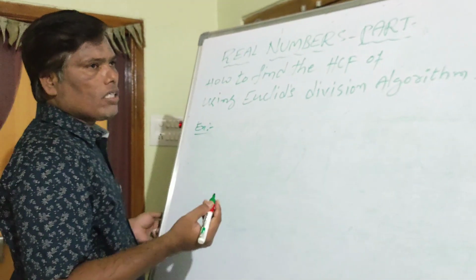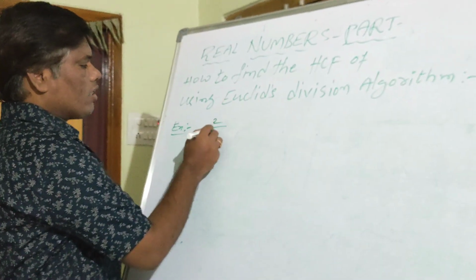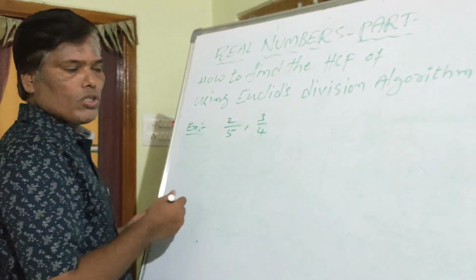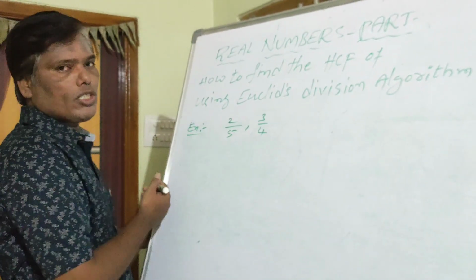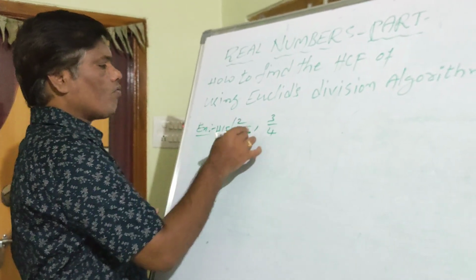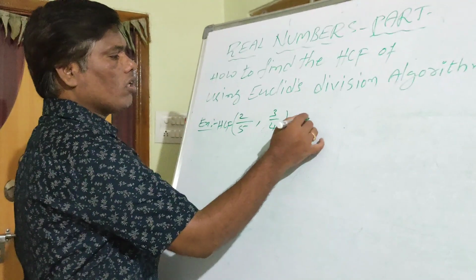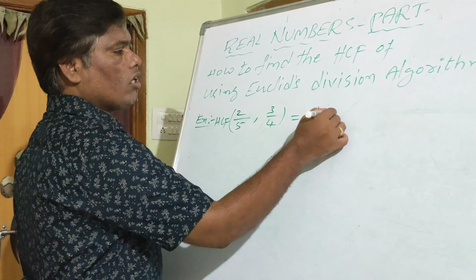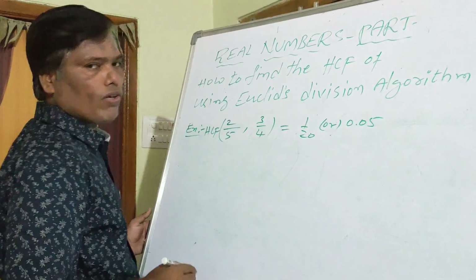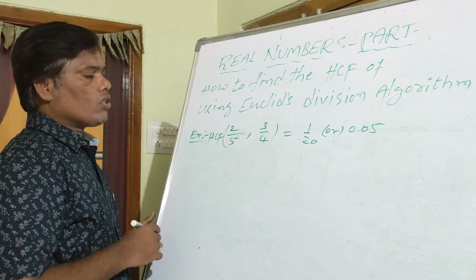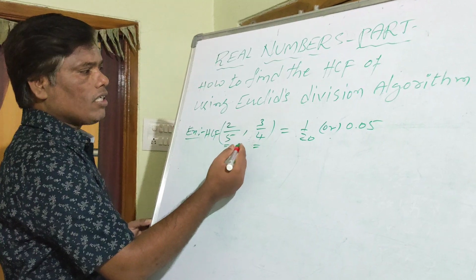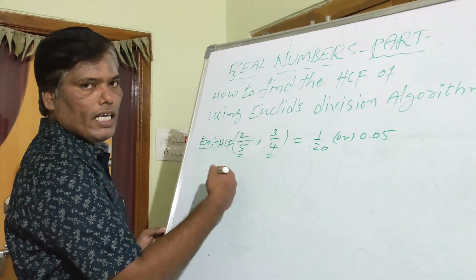Already in Part 3, I explained how to find the HCF of the fractions 2 by 5 and 3 by 4. Already we got HCF of 2 by 5, comma, 3 by 4 is equal to 1 by 20, or when it is expressed in decimal we got 0.05. So for better understanding, I am taking the same fractions.